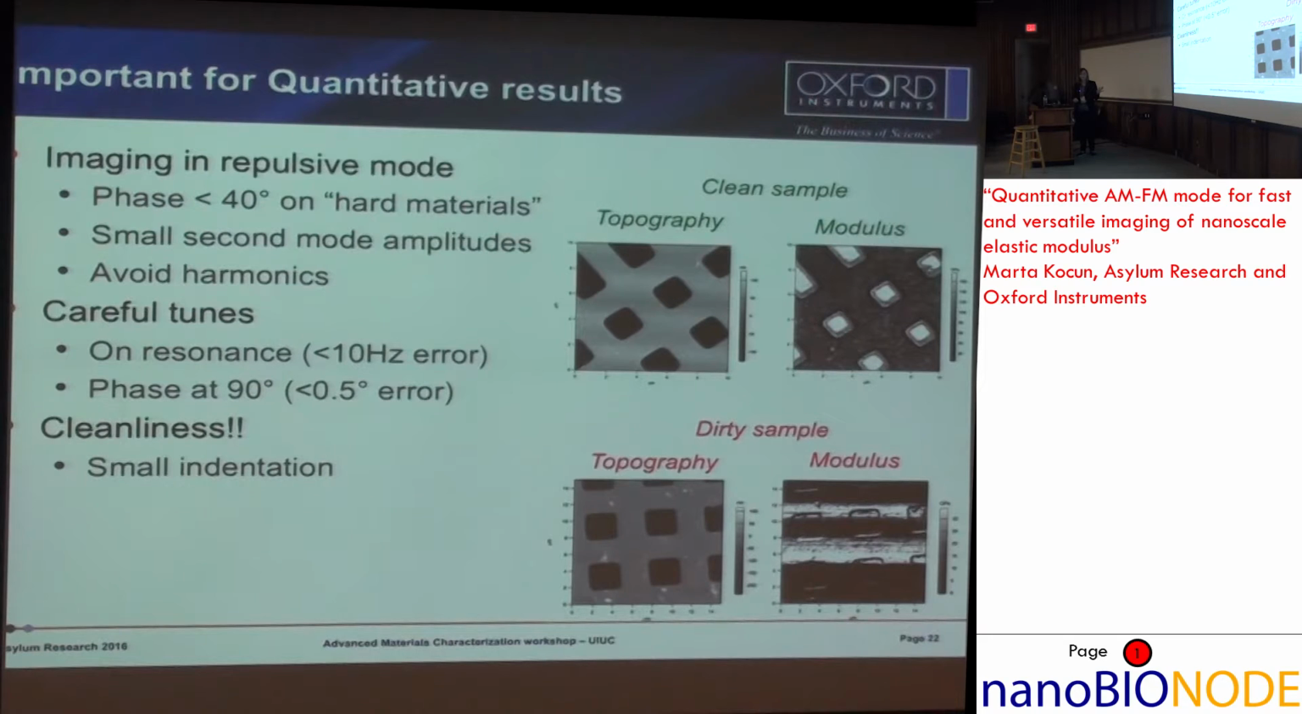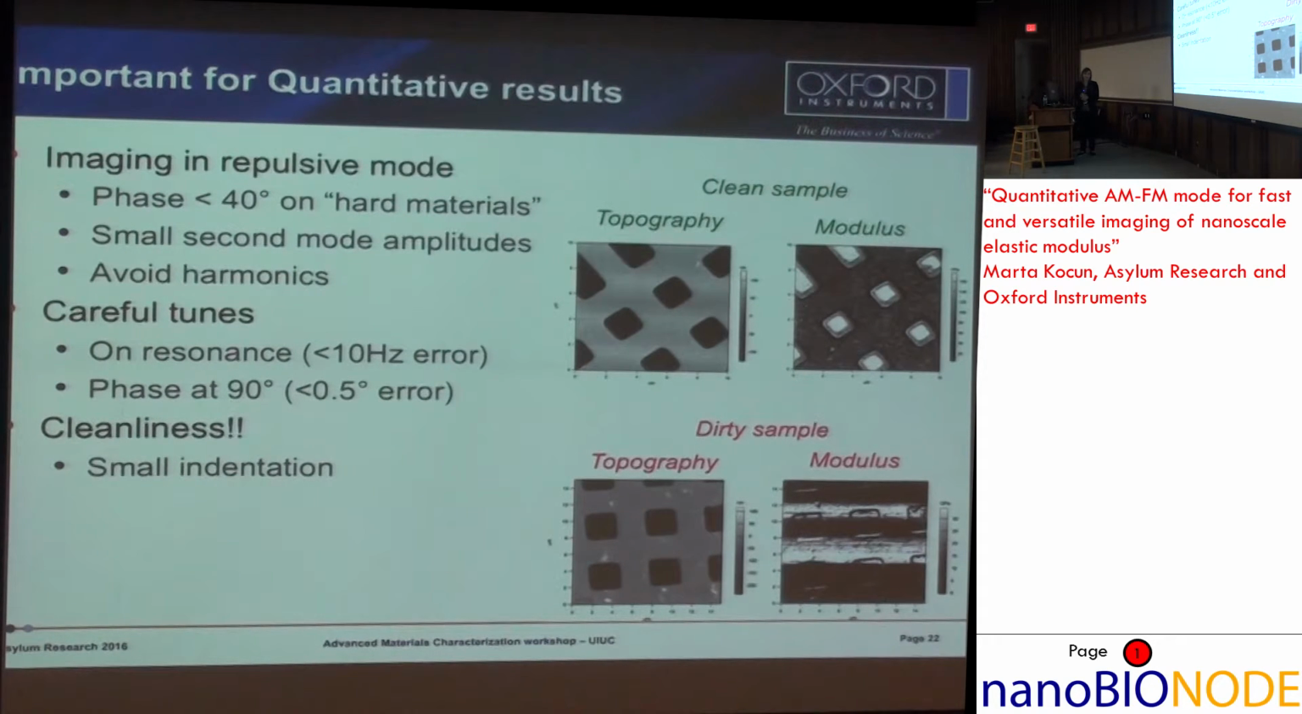So this is, I feel like, one of the most important slides: this is a technique which is tapping mode. So we're not pushing into the surface very much, so your sample must be clean. On the top, you have a clean sample. It's, again, the silicon titanium sample. On the bottom, you have a dirty sample.